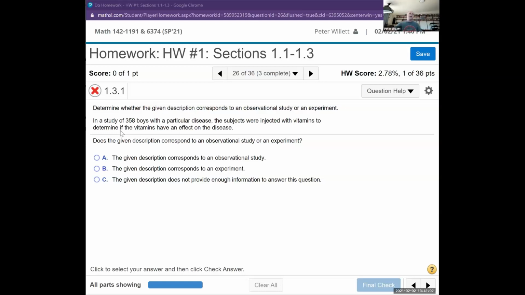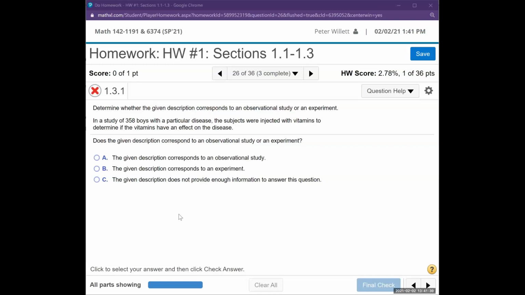It says, in a study of 358 boys with a particular disease, the subjects were injected with vitamins to determine if the vitamins have an effect on the disease. Does the given description correspond to an observational study or to an experiment? There are a few choices here. The first says the given description corresponds to an observational study. The second says it corresponds to an experiment. And the third says there's not enough information provided to answer the question. So questions, comments, discussions about this, opinions, what do you think?